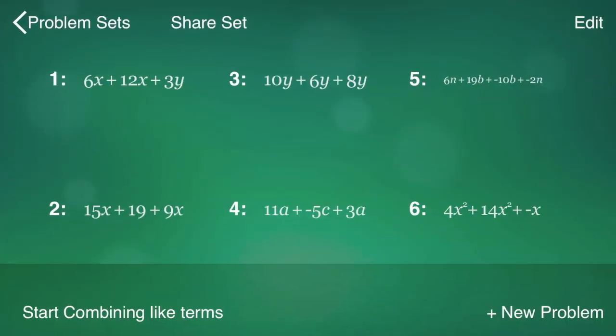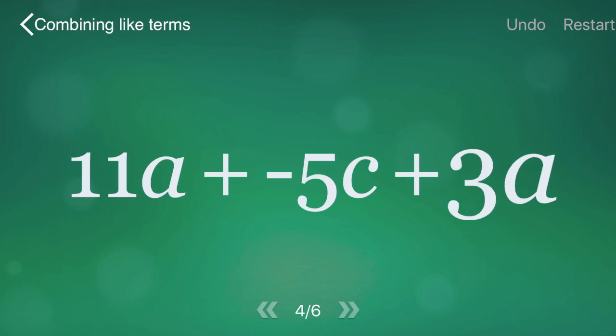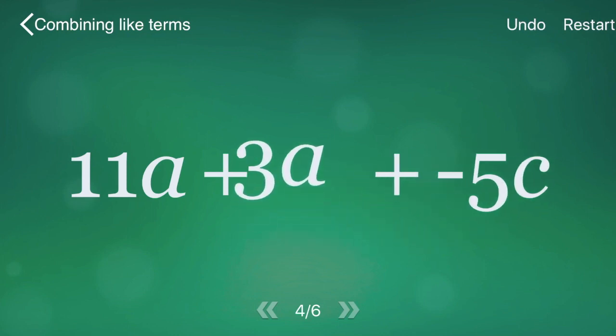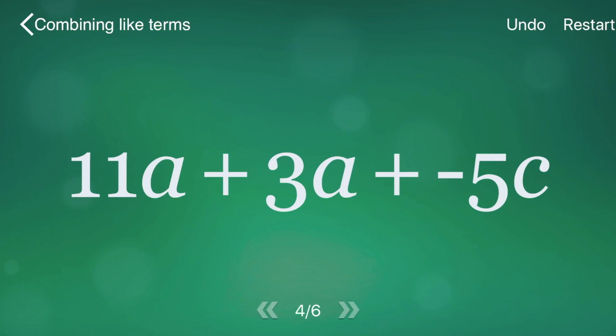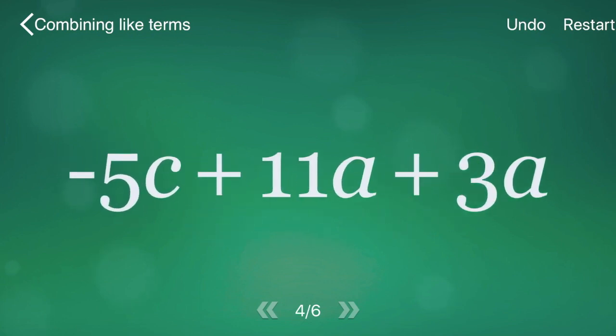So for number 7, we have 11a plus negative 5c. Remember, that plus sign means that I'm combining it here on Algebra Touch, and then combining with a positive 3a. So again, the strategy would be to move terms that are alike next to each other. I can move my variables next to each other and rearrange these any which way. This is one of my favorite ways.